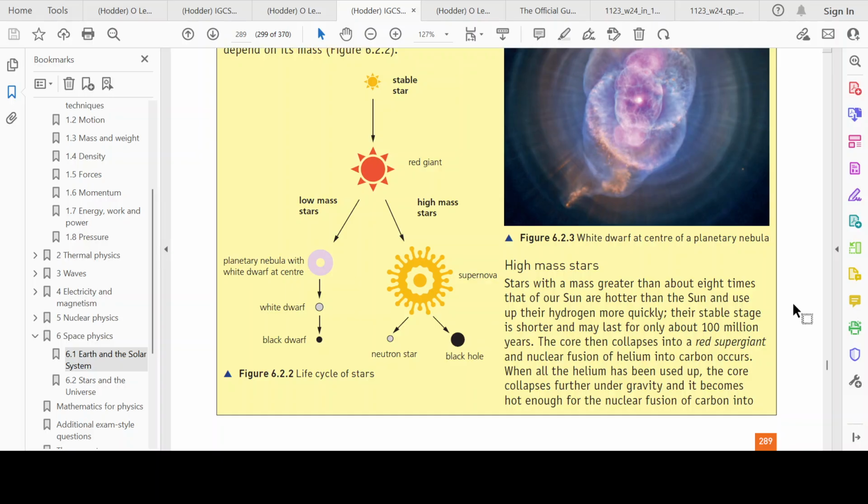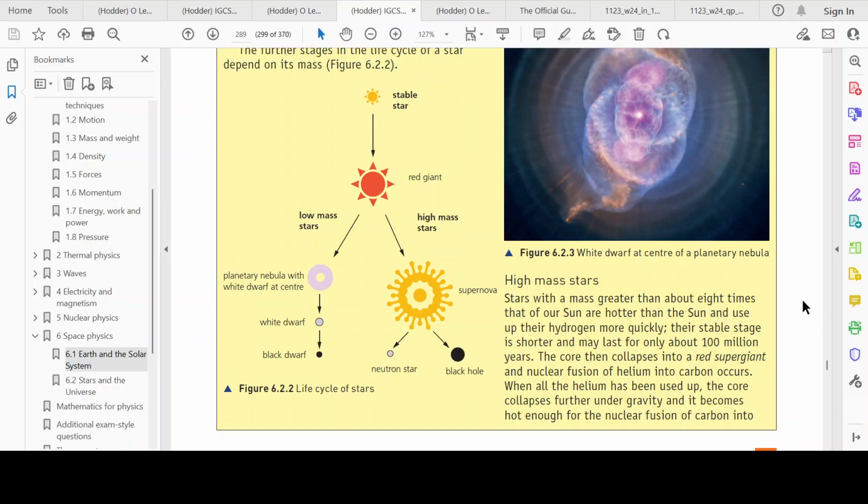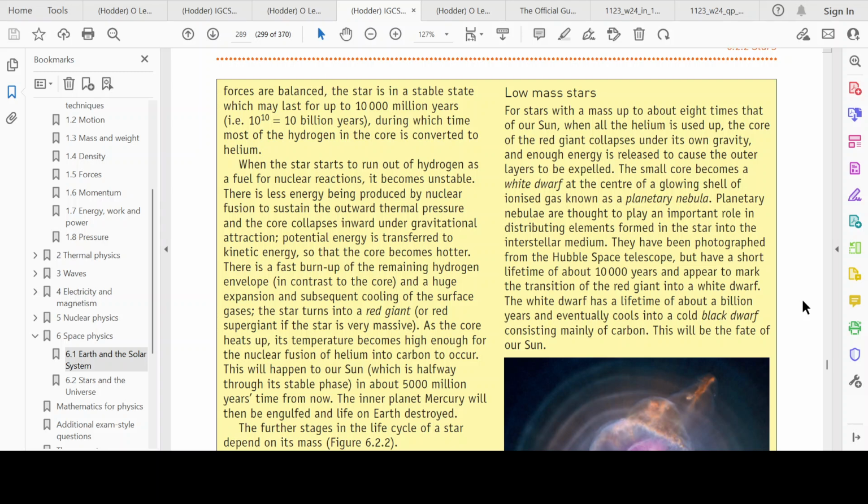So let's quickly read through that. Low mass stars: stars with a mass of up to 8 times that of our sun included, obviously. So what's the mass of our sun? Right, it is 1.989 times 10 to the power 30 kilograms. It is about 333,000 times the mass of the Earth.